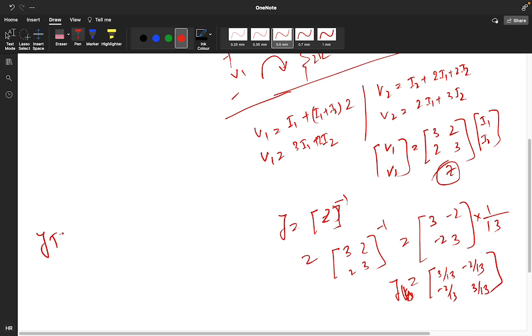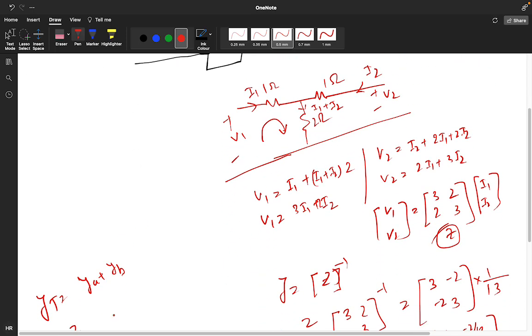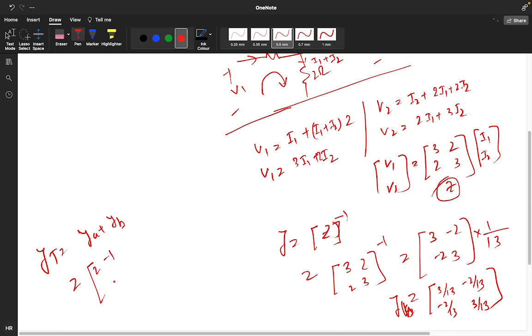What will be the Y total then? YA plus YB. Your YA network, 2 minus 1, 5 3, is simply added with 3 by 13, minus 2 by 13, minus 2 by 13, and 3 by 13. Solve it and tell me the final answer.